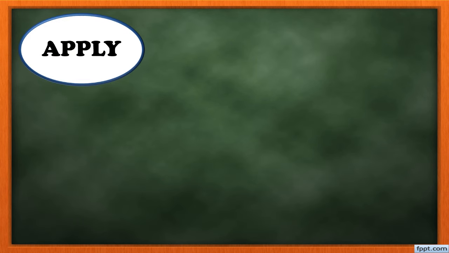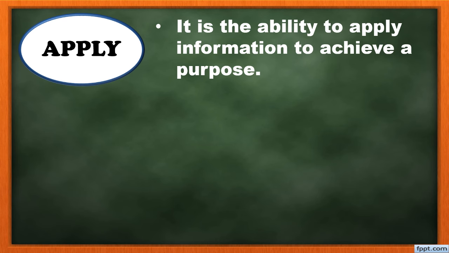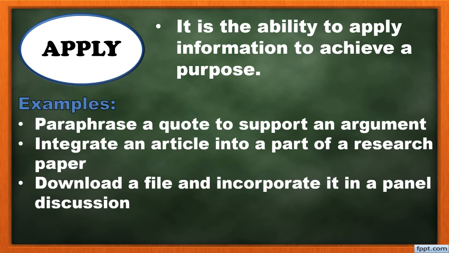Next is apply. It is the ability to apply information to achieve a purpose. So it is now your task to apply the information in your study or in your task. Once you have finished collecting the information, assessing and evaluating it, reviewing its authenticity, and checking if it's factual or not, you are now sure of applying this in your task. So this is that particular stage. Examples could be the following.